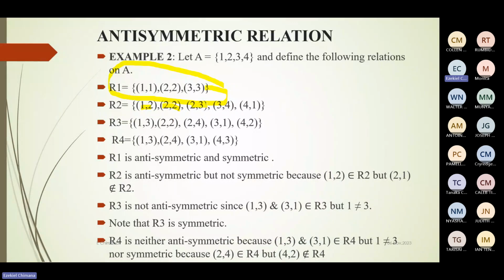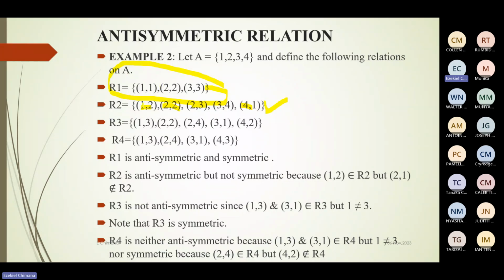(2, 3) is only acceptable if we do not have a (3, 2). (3, 4) is acceptable if we do not have a (4, 3). And (4, 1) is acceptable if we do not have a (1, 4). And this one passes the test of an antisymmetric relation.